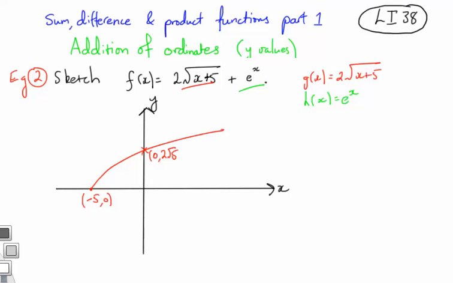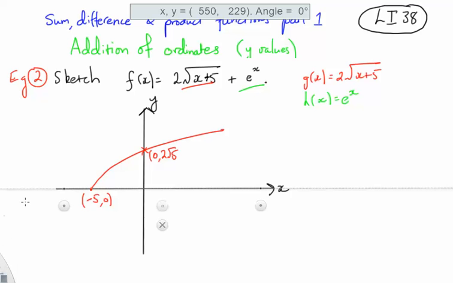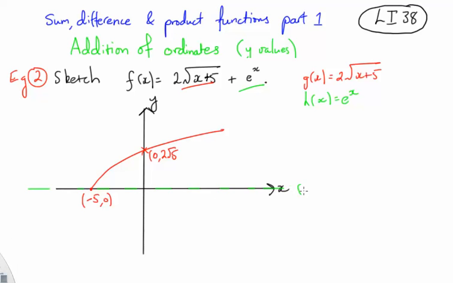Now, e to the x, we have an asymptote at y equals 0. And we're going to do e to the x. That's going to shoot up like that. And we all know that point is (0, 1).